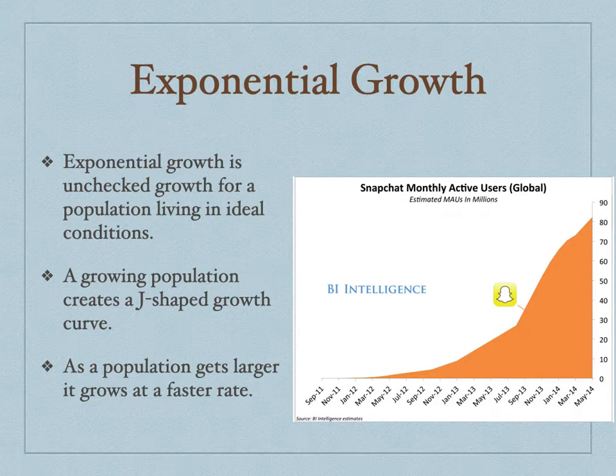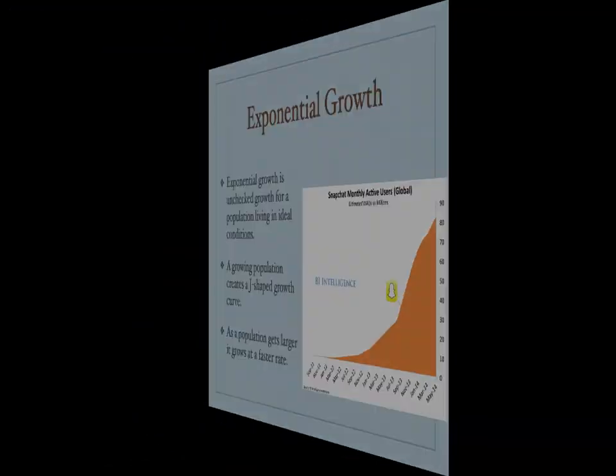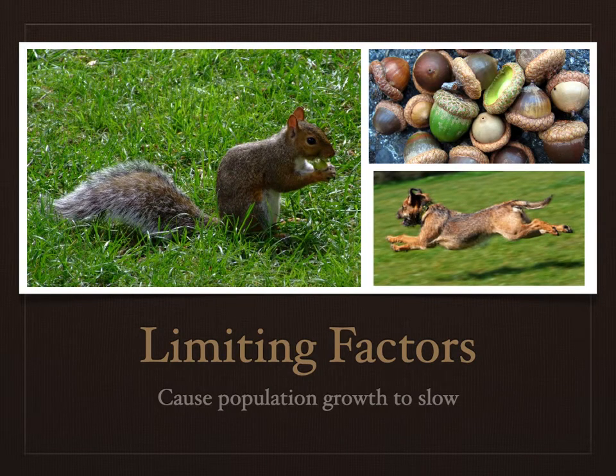There is stuff that stops their growth. And we call those things limiting factors. So limiting factors provide a check. They slow the growth of a population.